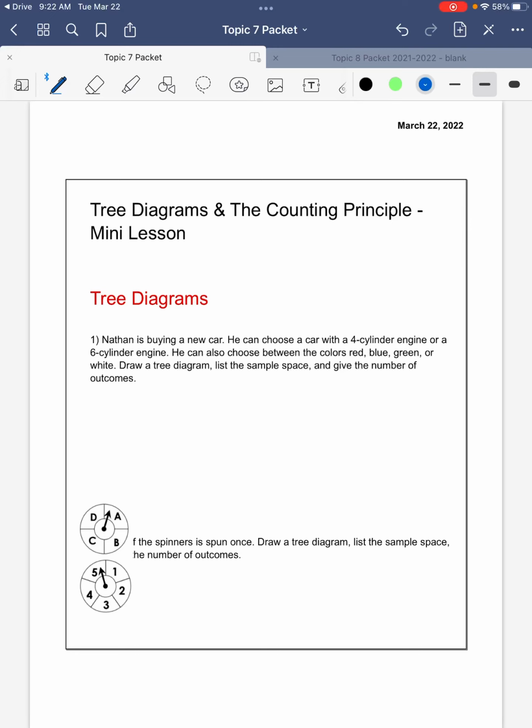Hey y'all, today is March 22nd and we are doing a little mini lesson on tree diagrams and the counting principle. So grab a piece of paper and let's get started.